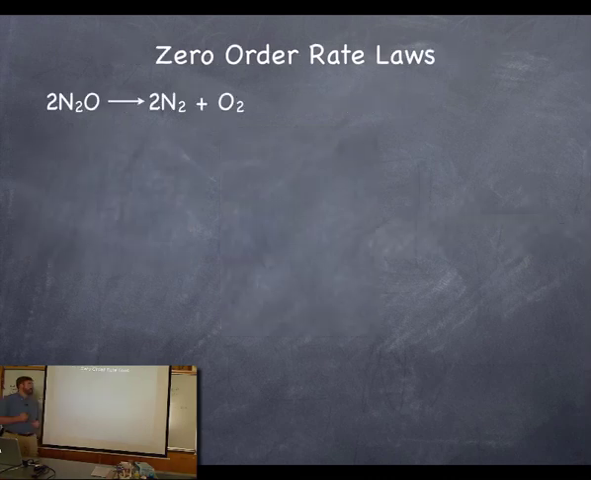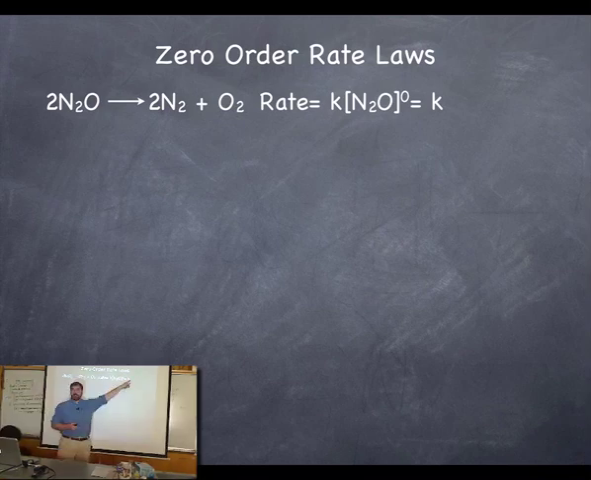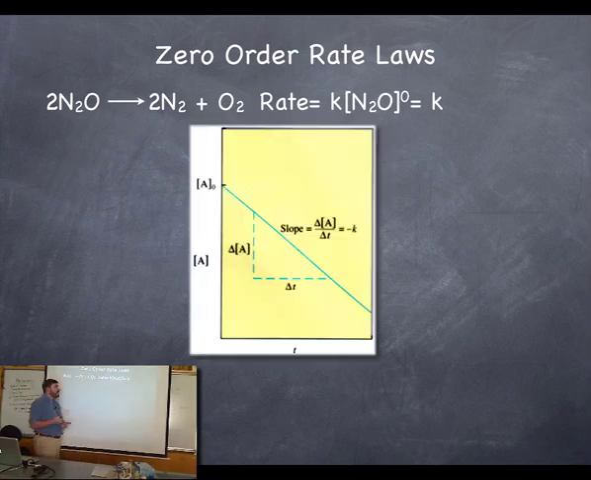Zero order rate laws. This happens to be a zero order reaction. It has to do with the way the reaction takes place. We're going to learn all about that next week. But suffice to say, this is a zero-order rate law. The rate of the reaction is essentially a constant fixed value. It does not depend on the concentration. For zero-order rate laws, you simply need to graph concentration versus time to get a straight line.